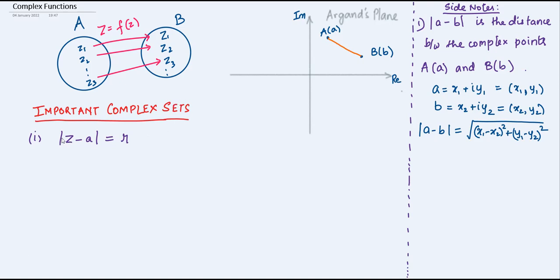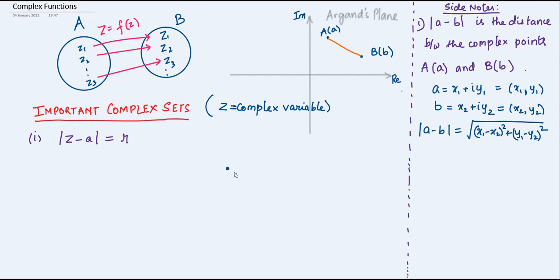Now Z is a complex variable. That means it is not a fixed number, it is a variable, it keeps changing. Now Z changes such that from a fixed point A, its distance is a constant R. So what does this represent?